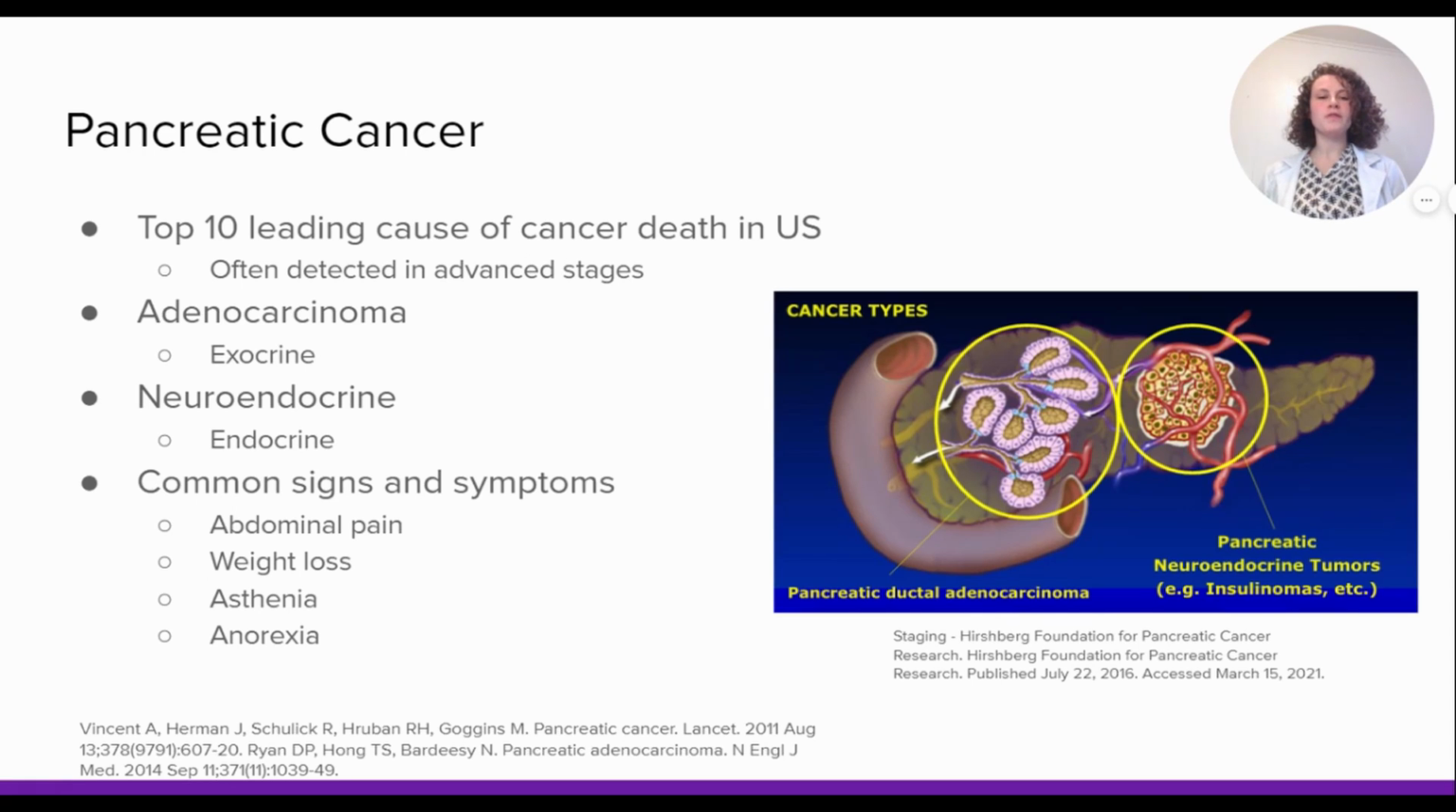Pancreatic cancer is one of the top 10 leading causes of cancer death in the United States, and this is due in part to the fact that it's often detected in its advanced stages. The 2 main types of pancreatic tumors are adenocarcinomas, which are found in the exocrine tissues, and neuroendocrine tumors, which are found in the endocrine tissues. Some common signs and symptoms of pancreatic cancer are abdominal pain, unexplained weight loss, physical weakness and lack of energy known as asthenia, and anorexia, or lack of hunger.